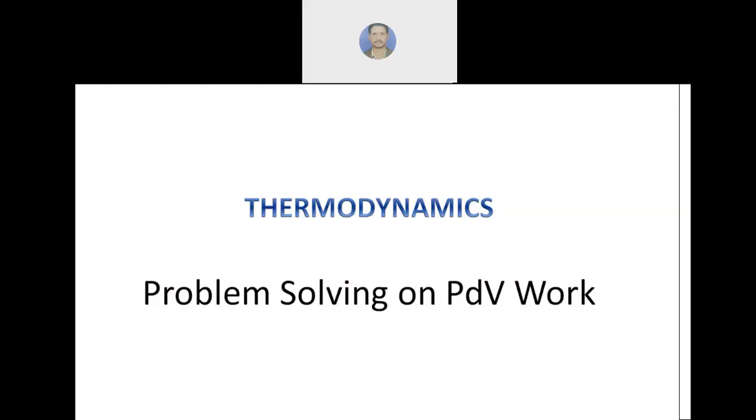In today's class, we will see how to solve the problems based on the PDV work. PDV work means pressure volume work. In our previous session, we have seen the formula to find the PDV work for different processes. In today's session, we will see the problems based on the PDV work and how to solve them.